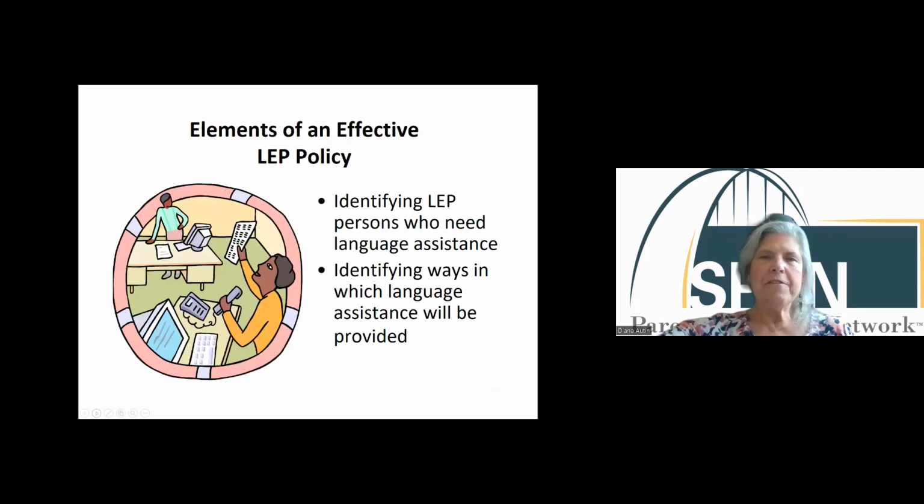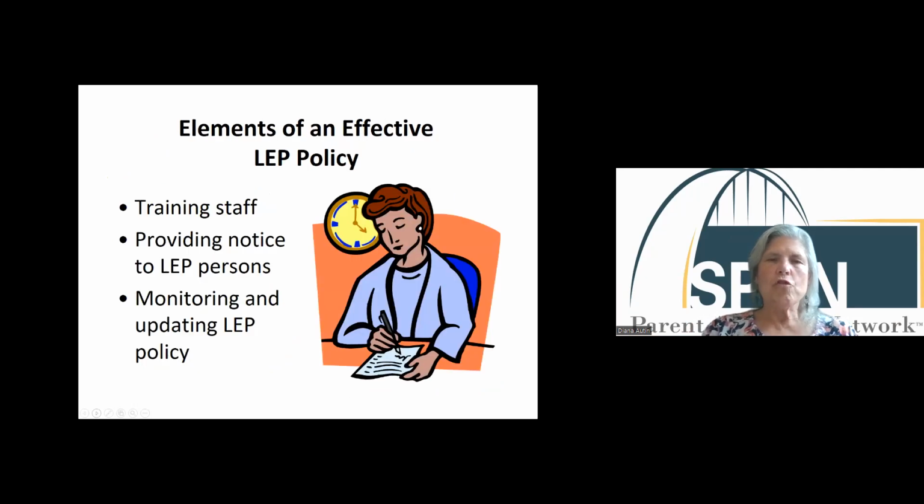So the elements of an effective policy for limited English proficiency access is first identifying LEP persons who need language assistance, then identifying the ways in which language assistance will be provided, training the staff and your network, so volunteers, staff, board, others who help you fulfill your mission, providing notice to people with limited English proficiency, and monitoring and updating your policy on an ongoing basis.